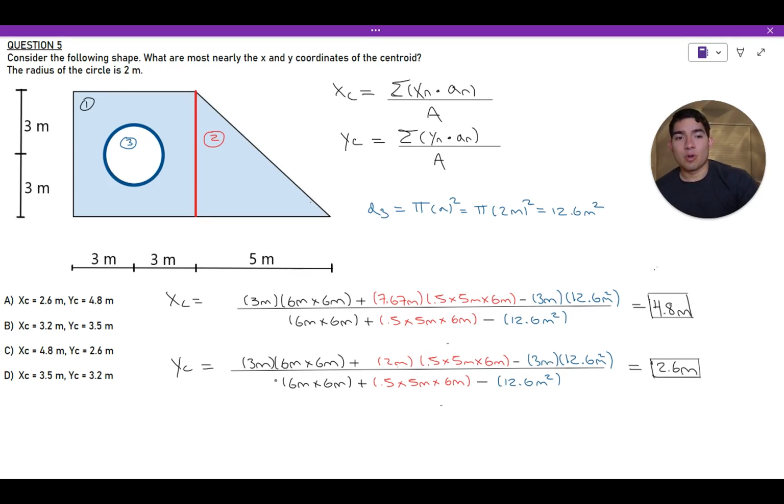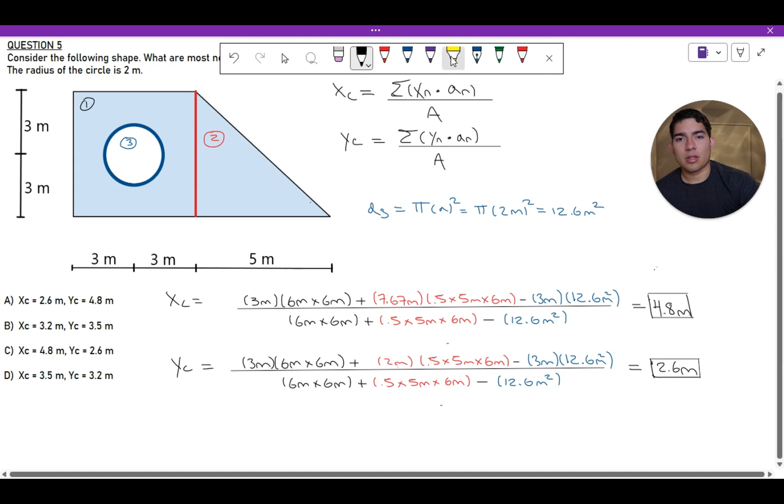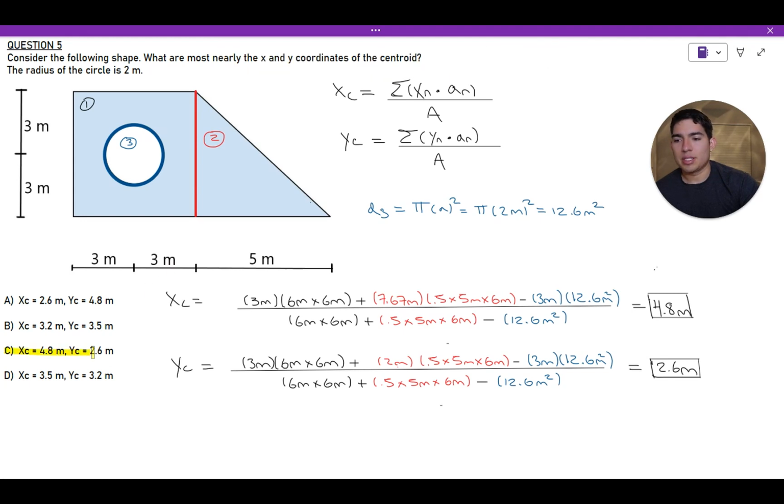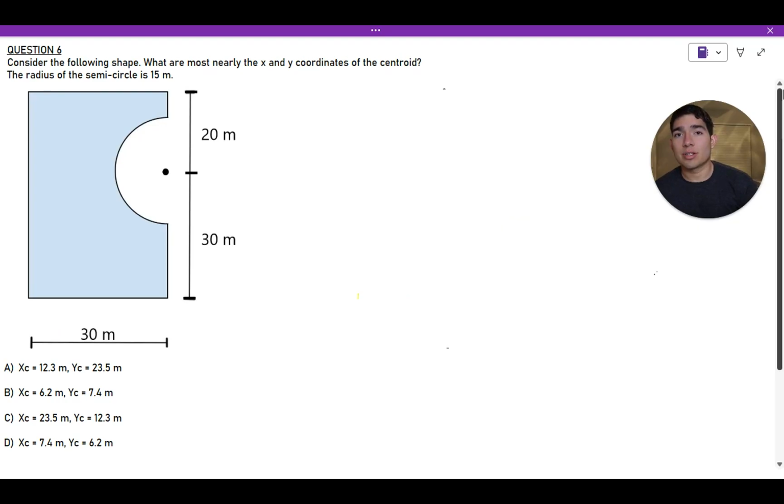So then when we put all this in our calculator, we're going to get 2.6 meters. So now if we take a look at the multiple choice, the answer for this one is going to be C. Moving on to question number 6.